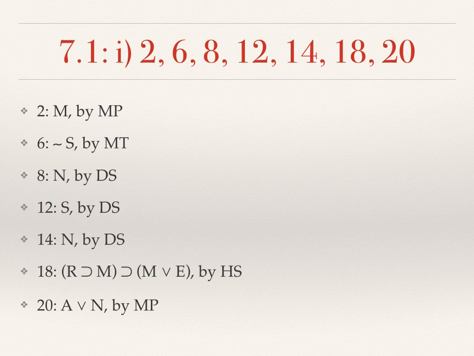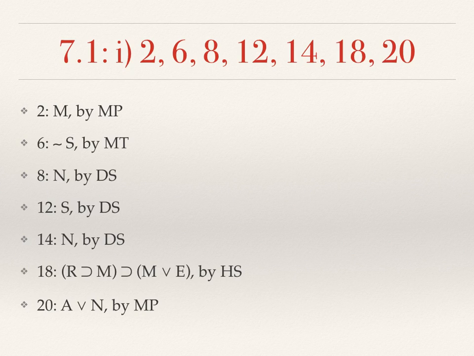Number 12, we have first premise is K implies not R. The second premise is not R. Third premise is R or S. Fourth premise is R implies T. And what we can conclude from these premises is S by disjunctive syllogism of lines 2 and 3.